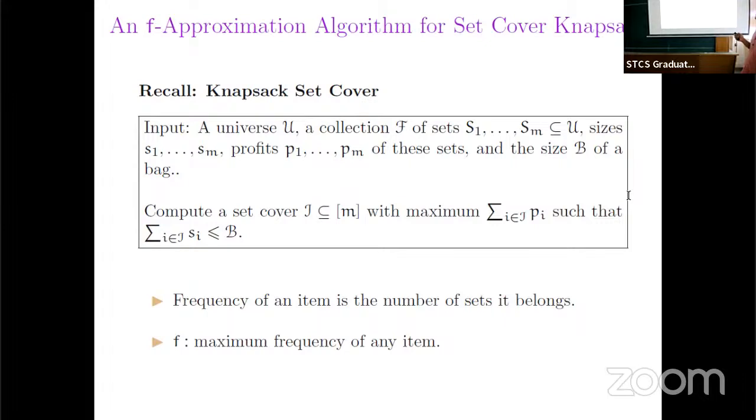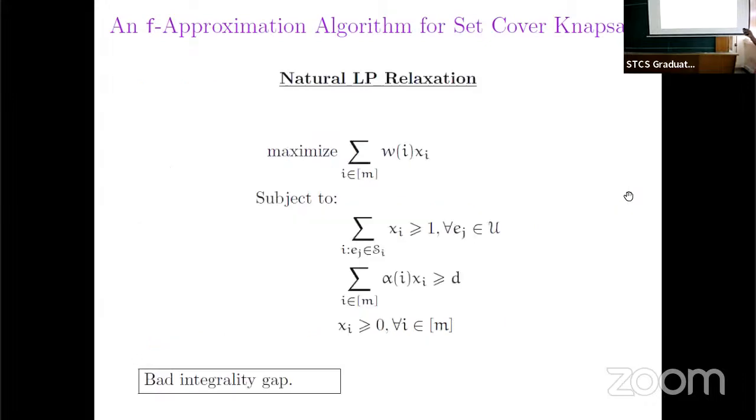For that, I will give an F-factor approximation algorithm. What is F? I define the frequency of an item to be the number of sets it belongs to, and F is the maximum frequency of any item. So this is the natural LP relaxation of this problem. So I minimize the sum of costs. This algorithm is for minimizing the sum of cost given some target profit.